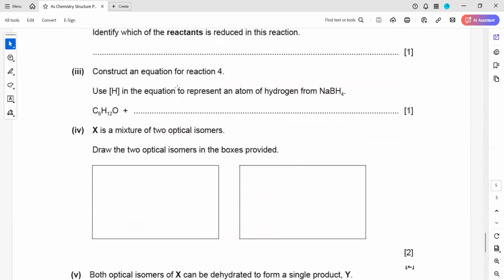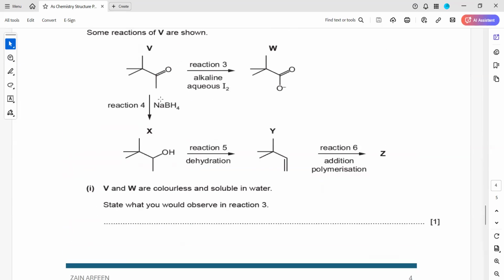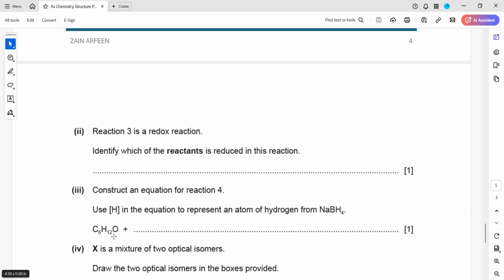Then construct an equation for reaction 4. Reaction 4 is a reduction. You just have to count the carbon atoms: 1, 2, 3, 4, 5, 6 carbon atoms are there. Then count the hydrogens accordingly. It is C6. This will have 3 hydrogens, this 3, this 3, this 3. So C6H12O. The reactant is C6H12O, that is already written there.